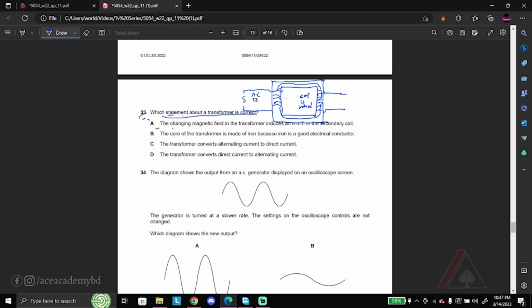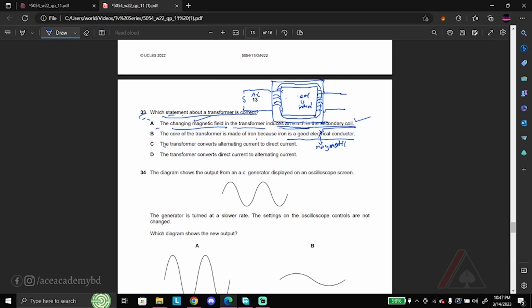So let's see our options up here. It says the changing magnetic field in the transformer induces an EMF in the secondary coil. The changing magnetic field, yes, that is correct. This is an AC current for which the magnetic field changes. And yes, due to the flux linkage, due to this magnetic field, an EMF is induced in the secondary coil. So this is correct. Let's see the other options too. The core of the transformer is made of iron because iron is a good electrical conductor. In this case, we will consider it as a magnetic conductor, not electrical. So this is wrong.